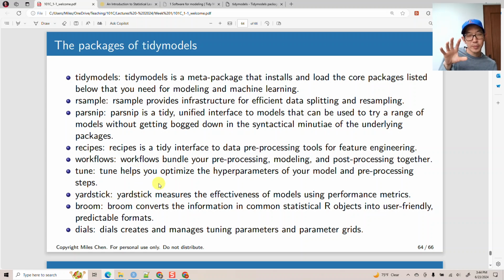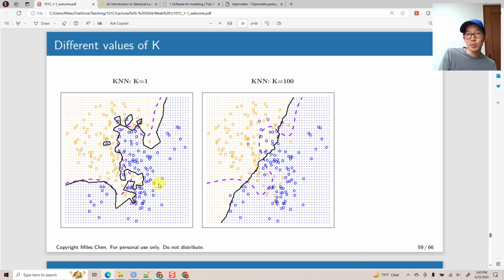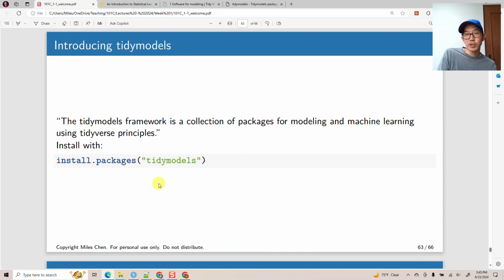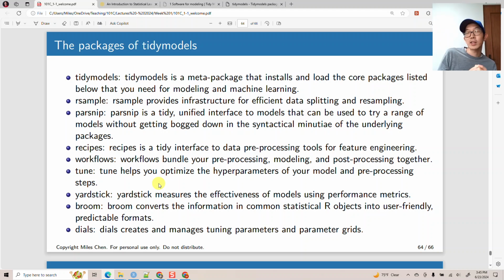Tune: as you work with these different machine learning models, there are different hyperparameters that you can mess around with. So for example, with k nearest neighbors, do you want to pick k equal to 1, or k equal to 10, or k equal to 100? How do you pick that kind of parameter? That's going to be done with Tune, and it basically allows you to optimize what setting you want to use: k equal to 1, 10, 100, 50, something in between. You use Tune for that. And then how well is your model performing? You use Yardstick. Yardstick measures the performance of your model.